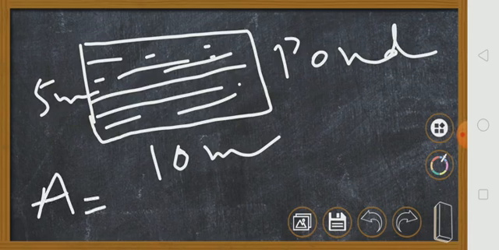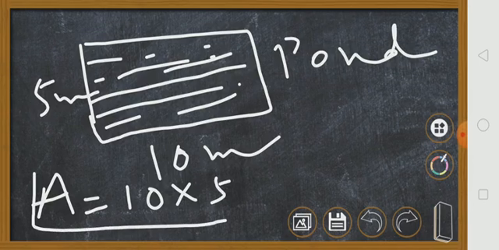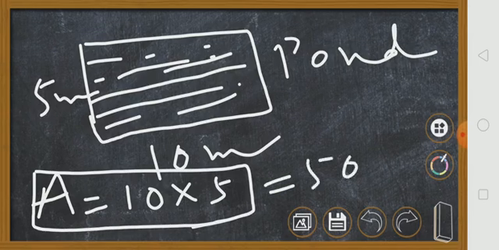You know area is equal to length into breadth. Yes or no? Area is 10 into 5. So 10 into 5 is how much? 50, no? So you have broken it into the factors 10 into 5. So 10 and 5 are the factors of 50. So factors you understand, no?